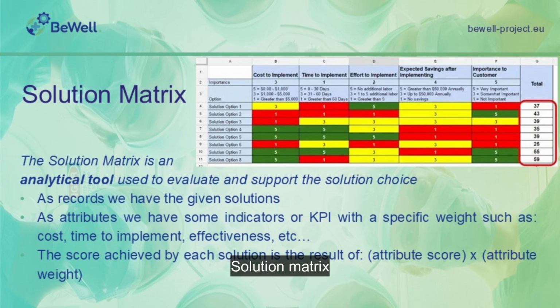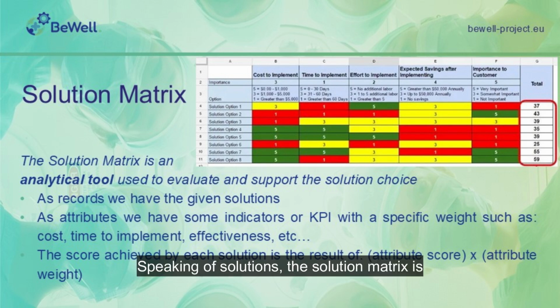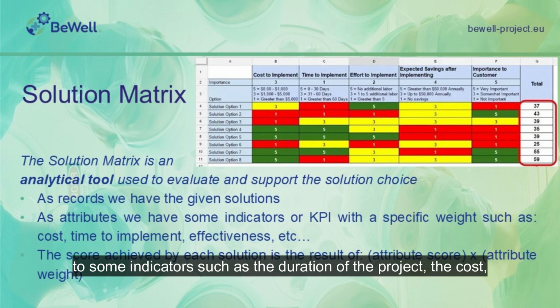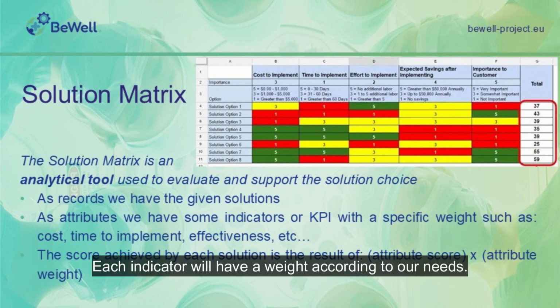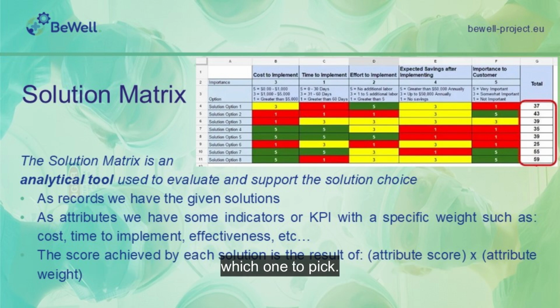Solution Matrix. Speaking of solutions, the solution matrix is an analytical tool we can use to select and choose the right solution. All the solutions will be listed and scored according to some indicators such as the duration of the project, the cost, the impact on everyday duties, the managing effort, and so on. Each indicator will have a weight according to our needs. The total score earned by each solution will help us to decide which one to pick.